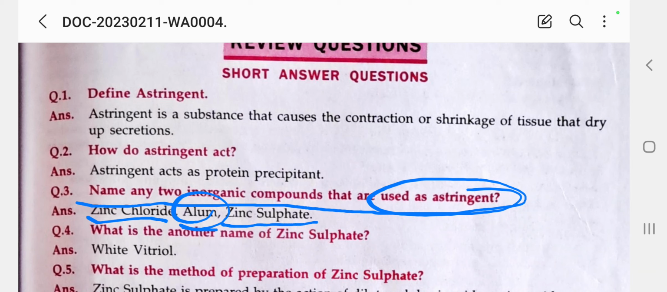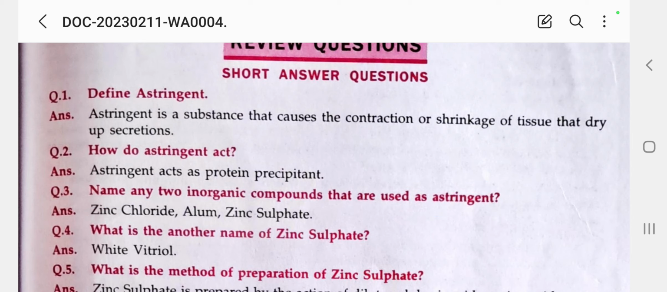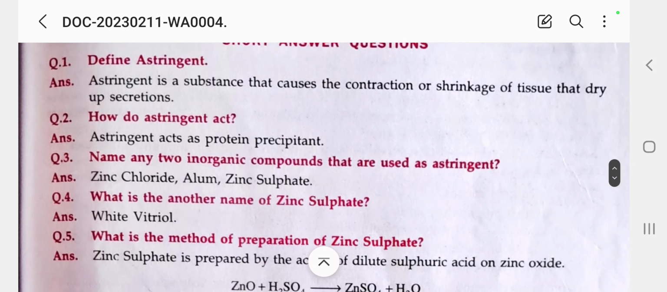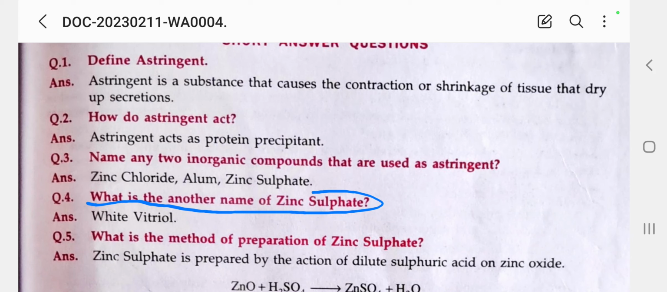Alum is nothing but a mixture of sulfate of aluminum and potassium, and zinc chloride we already discussed in dental products. And one more example, zinc sulfate, we already discussed in the emetic chapter and also in astringents. In the last session we discussed zinc sulfate briefly. You may see it in part 2 of the astringent chapter.